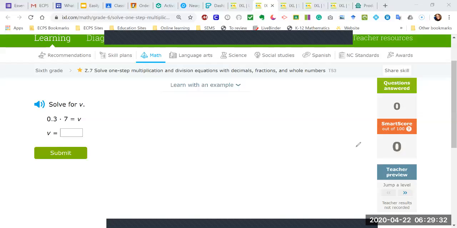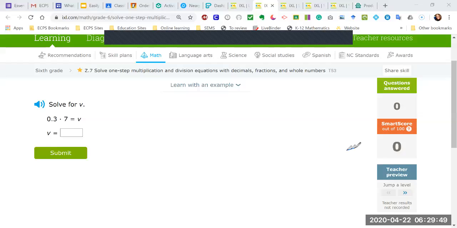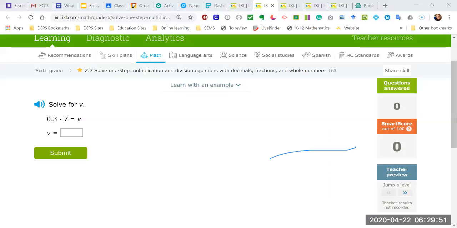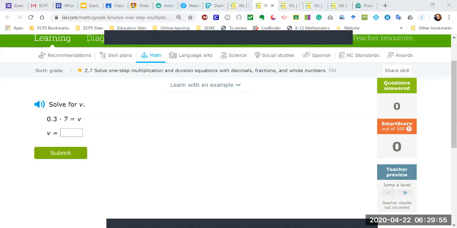Okay, so today we're going to go over the IXL lesson on solving one-step multiplication and division equations with decimals, fractions, and whole numbers. So I'm going to start off with the ones in the beginning. They should start off easy and then kind of get harder as you go. And so we're going to go ahead and get started.